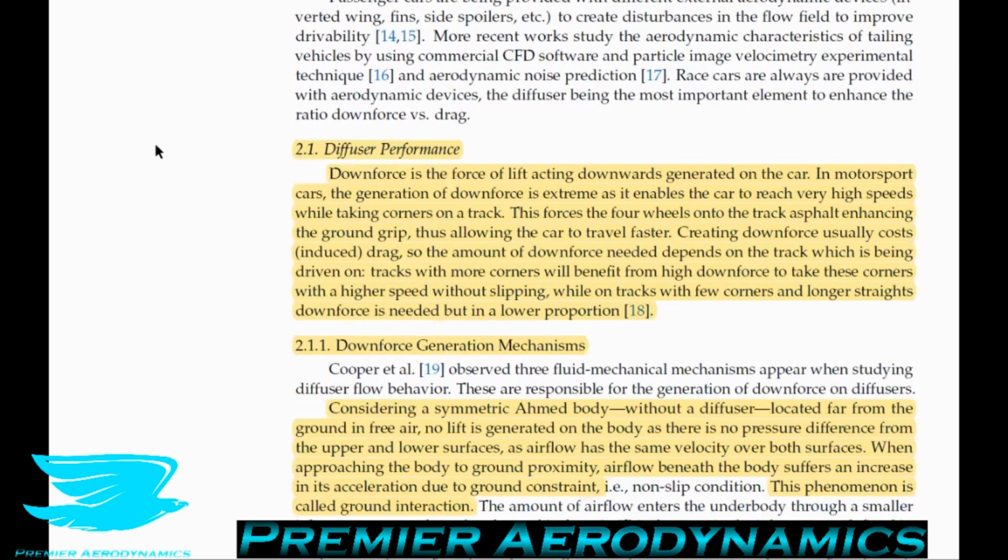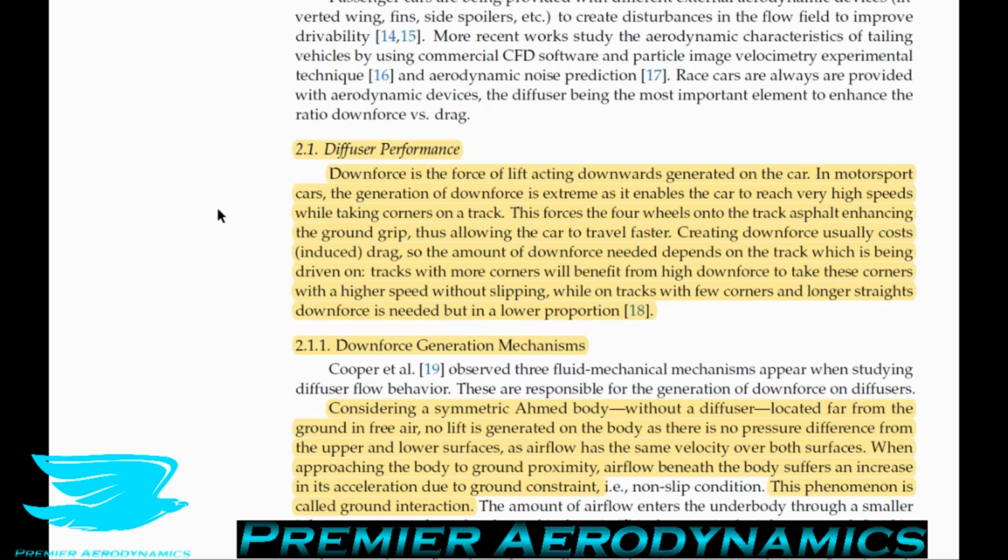So downforce is the force of lift acting downwards generated on the car. You know that. In motorsport cars, the generation of downforce is extreme as it enables the car to reach very high speeds while taking corners on a track. This forces the four wheels onto the track asphalt, enhancing the grip, thus allowing the car to travel faster. Creating downforce usually costs drag, so in this case, induced drag, and we'll cover this in a second.